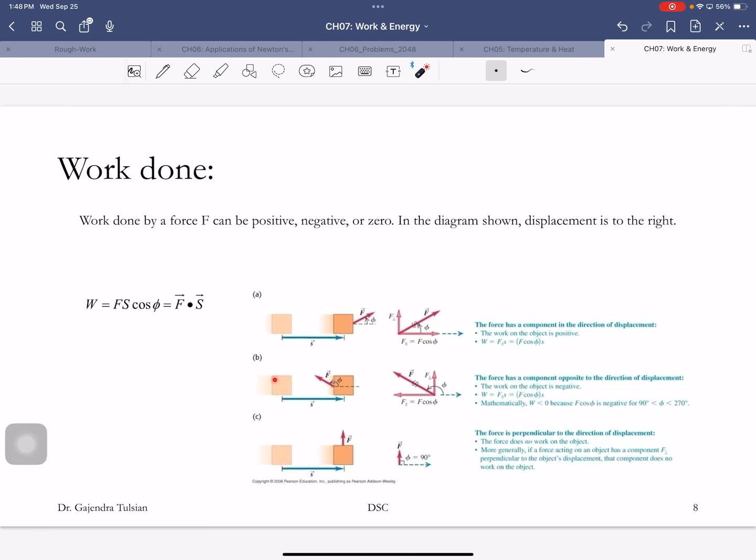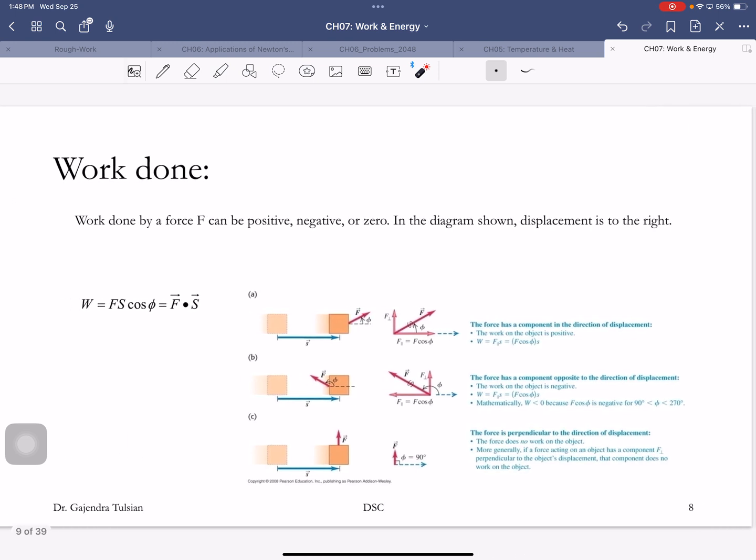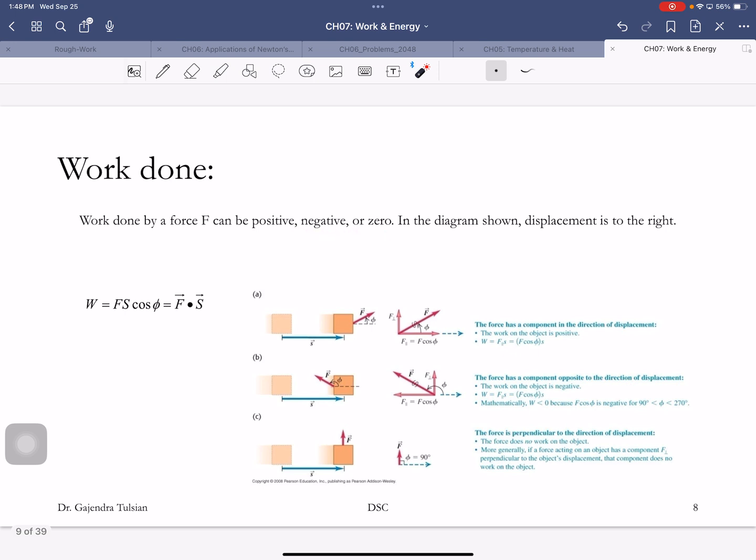And you guys have done this, so here you apply a force in that direction and the displacement is in this direction. The angle is obtuse and you're doing negative work. So if you have a runaway cart, you're pulling on the cart and slowing it down. So work done can be positive, negative, or zero.